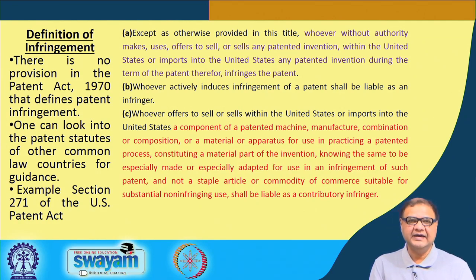Now, on the screen itself, you can see that I have quoted Section 271. And we can see that a patent can be infringed in three different ways from this definition. Number one, it can be a direct infringement. It can also be an indirect or secondary infringement in the form of contributory infringement, or it can also be an infringement by inducement, and all these provisions are embodied in Section 271 of the US Patent Act.